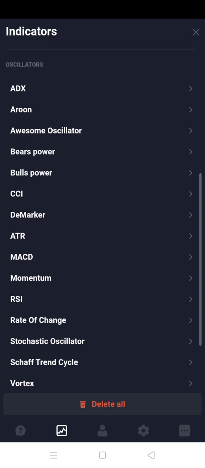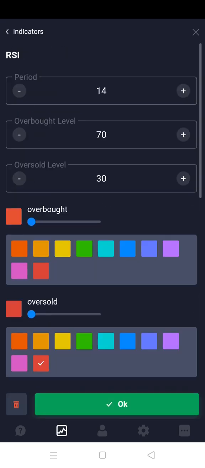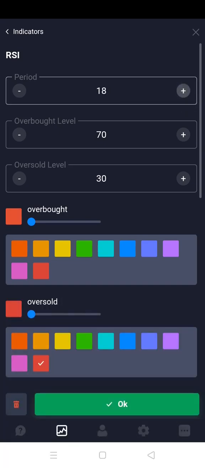I'll further explain these to you during our strategy videos. Okay, so the one I use regularly is the RSI. RSI means relative strength index. Okay, so over here you can adjust the levels or the period. Okay, I usually use 18 times 20.